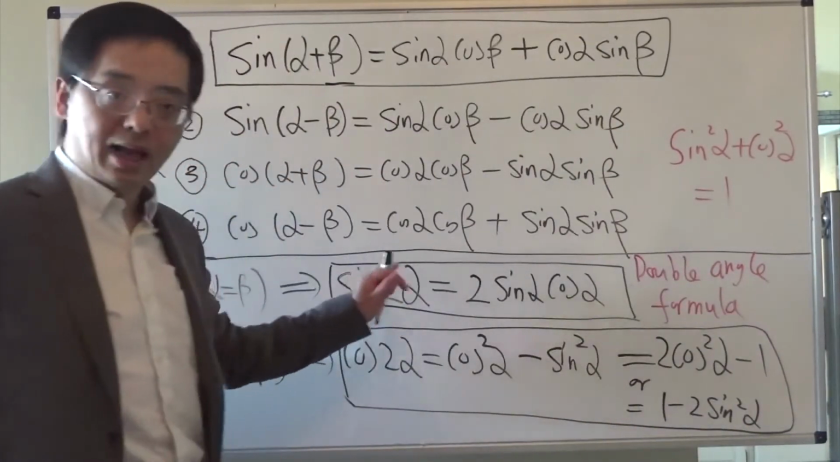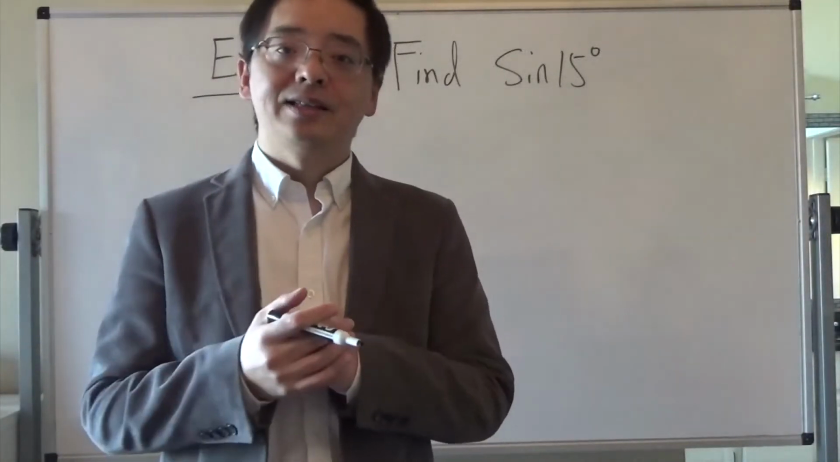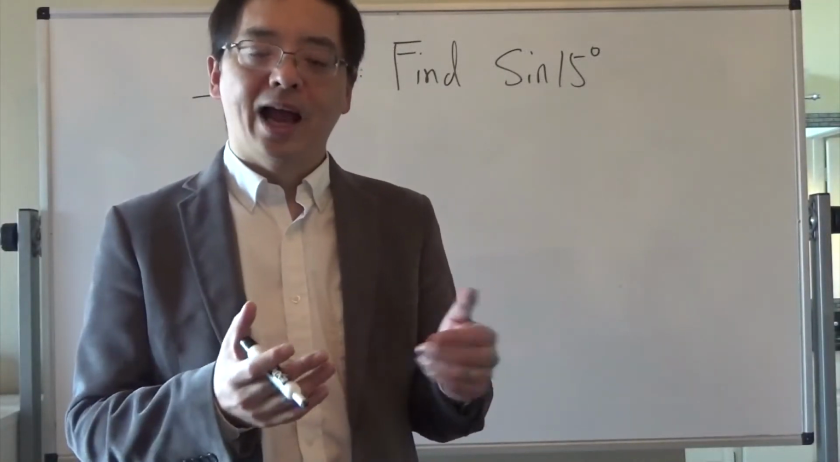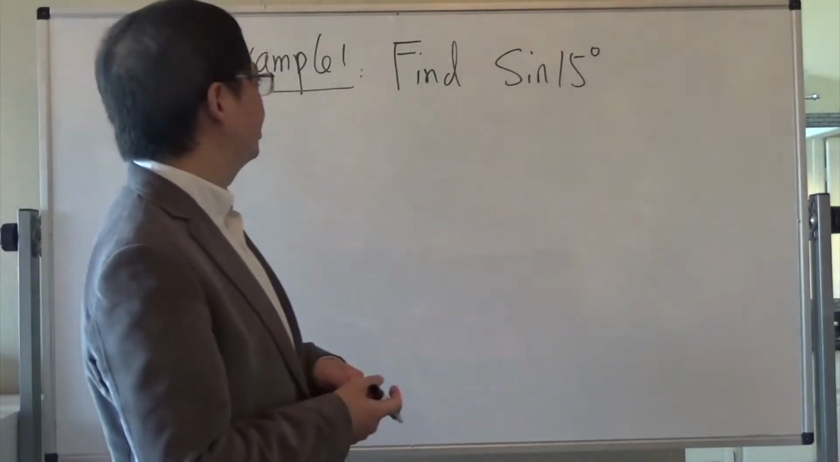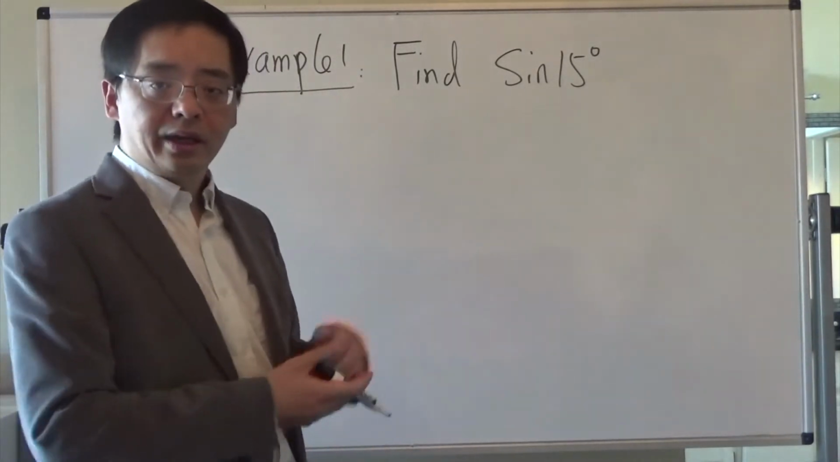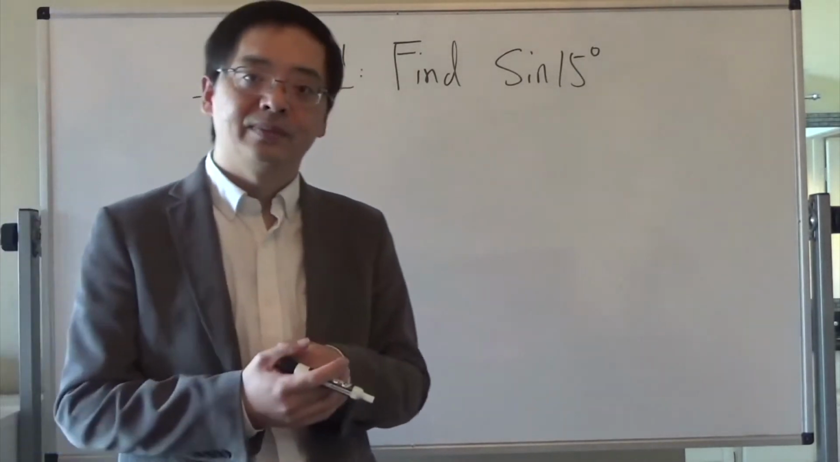Okay. For 2 sine and cosine. Next, let's see some applications of the sum and difference formulas. Example 1. Find the sine value of 15 degrees. Here I use the unit of degrees.